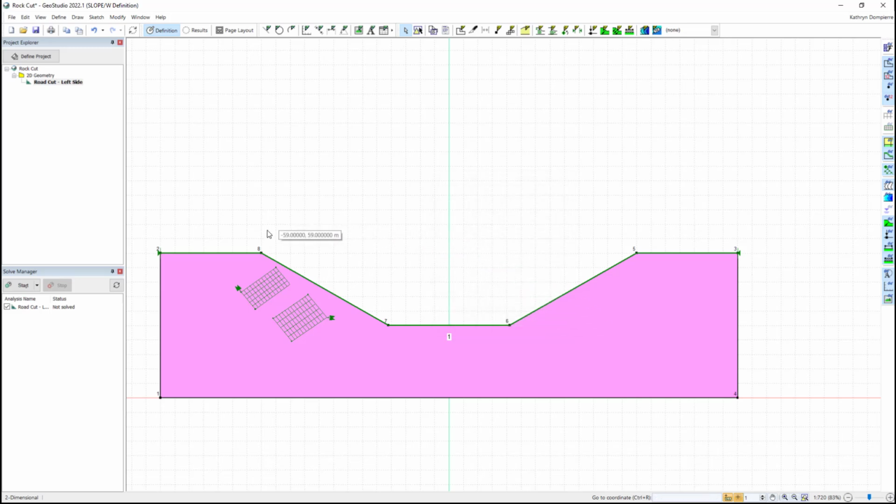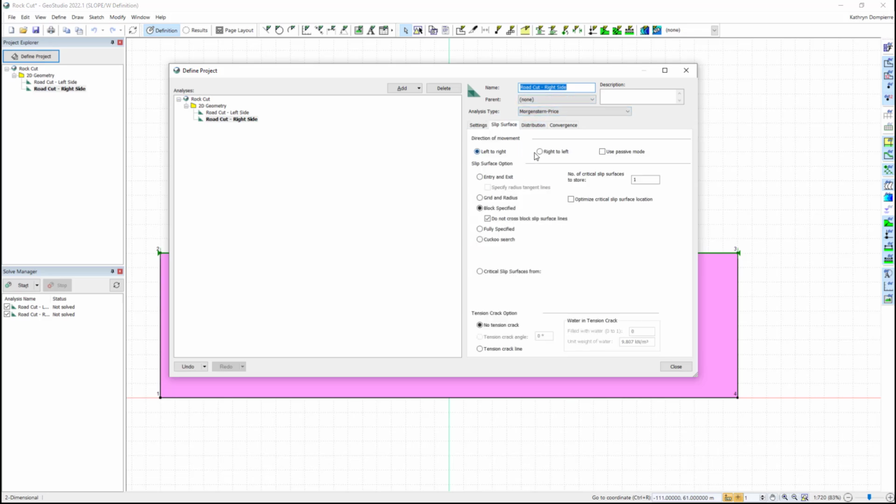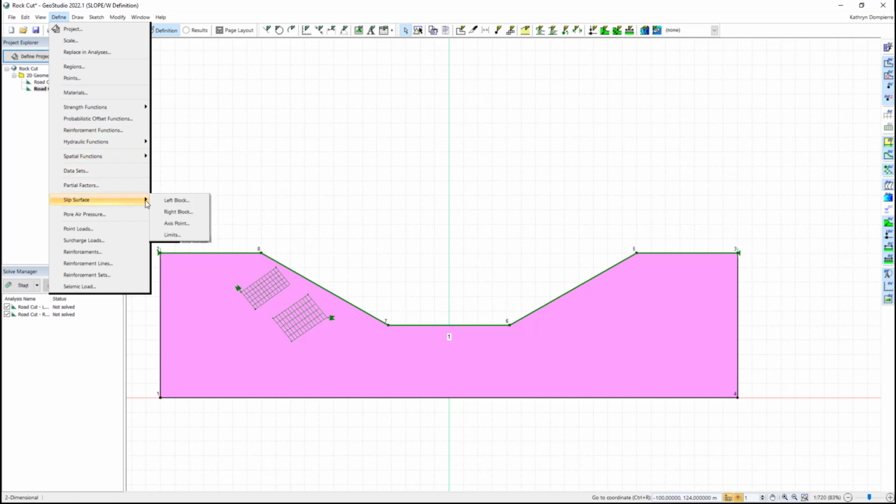Once the trial blocks are specified, I will reopen the Define Project dialog and clone this analysis. The new analysis will be used to study the right side of the rock cut. I will ensure the slip surface direction is from right to left. Then I will define the trial slip surfaces using the left and right blocks, just as I did for the left side.